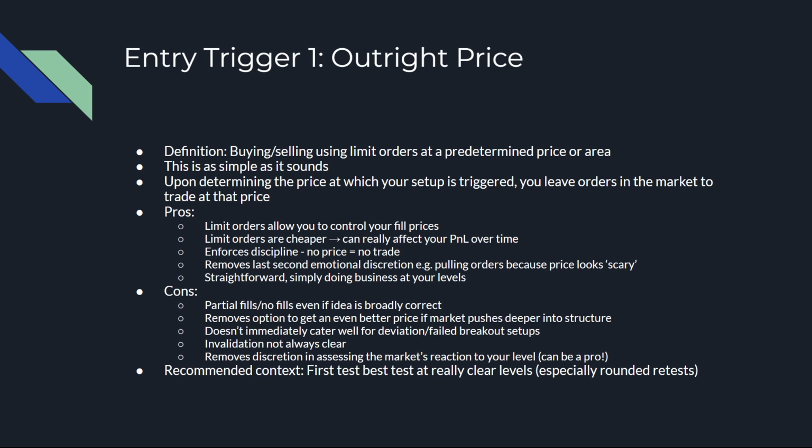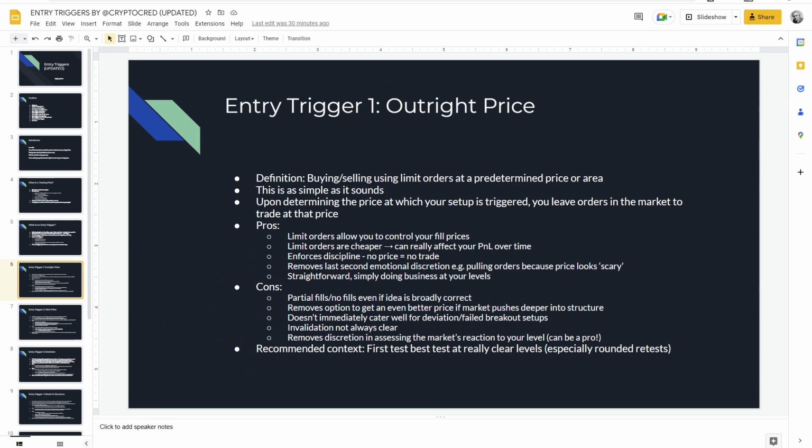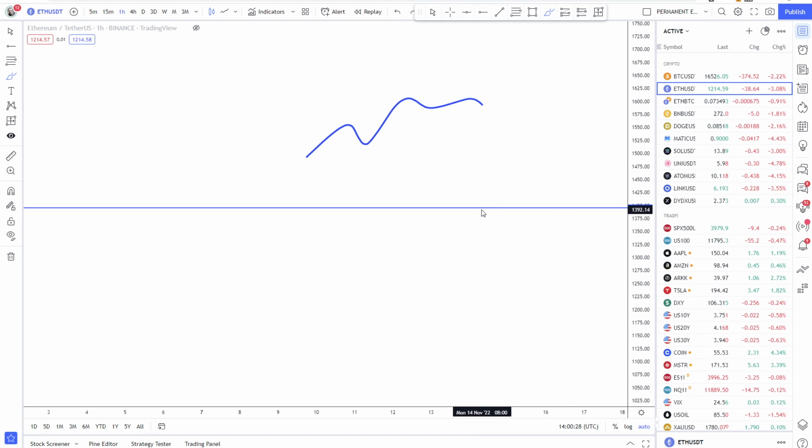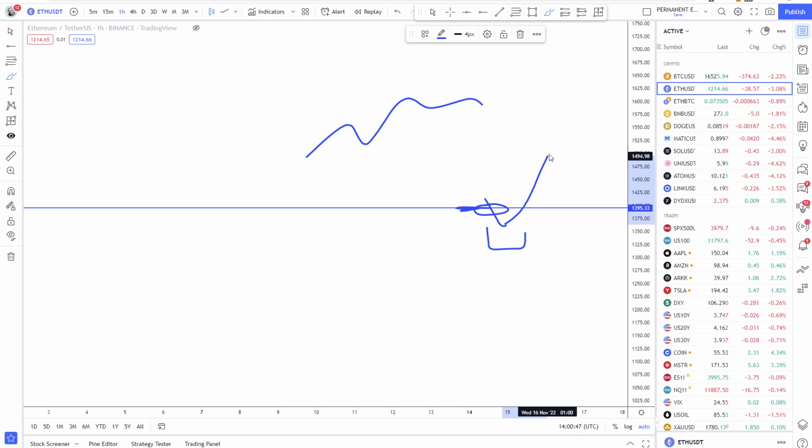Limit orders also, to some extent, remove the option to get an even better price if the market pushes deeper into structure, which is something we'll discuss. For the most part, especially if you get those big scary moves that actually extend past your limit orders, so if your limit orders are right at the level itself and the market wicks quite a bit below, most of your fill is still going to be, in most cases, where your limit order was. And that leaves the excess, the push that happened below the level or above your level, which is technically a better entry, not available to you.